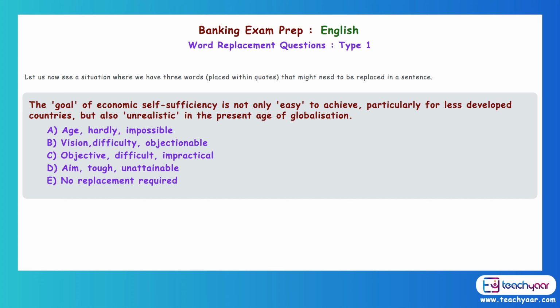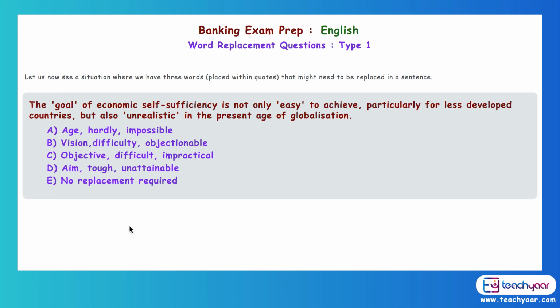Now, it's a long sentence. You need to understand the meaning. Read it carefully. What are the 3 words which have been highlighted? One is goal, then easy, and the third is unrealistic. So we have to look for words which mean the same. Let's take the first word, goal. What's the meaning of goal? Now you have a goal. What is your goal? You are appearing for an exam. Your goal is to pass the exam and to get a job. So that is your objective. So we look for synonyms for that word goal.